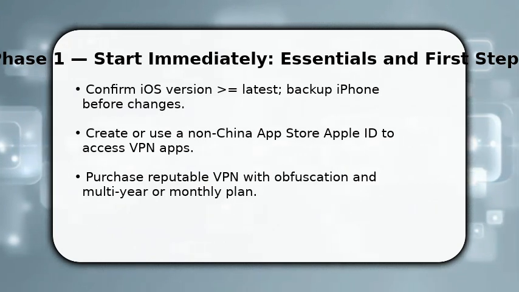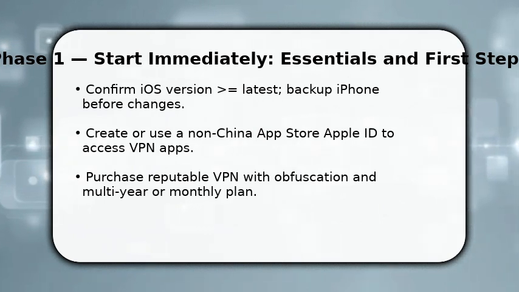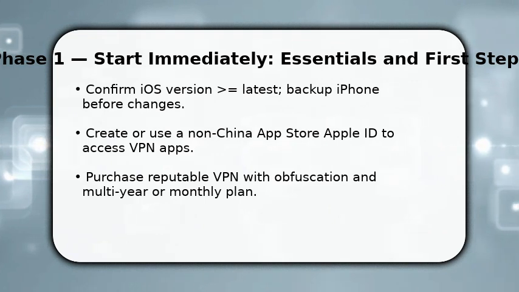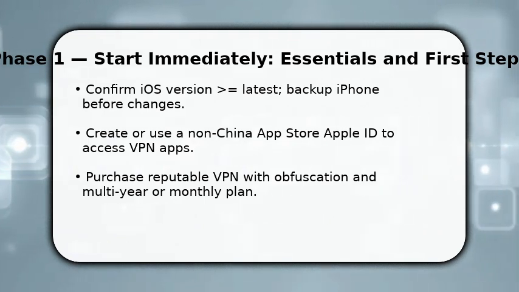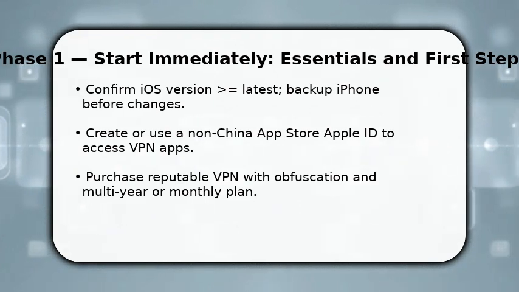Once done, pick a reputable VPN that advertises obfuscation or stealth modes and buy a subscription. Prefer Apple billing for simplicity, but a direct vendor plan works too. These choices determine reliability and how well the VPN avoids blocks.